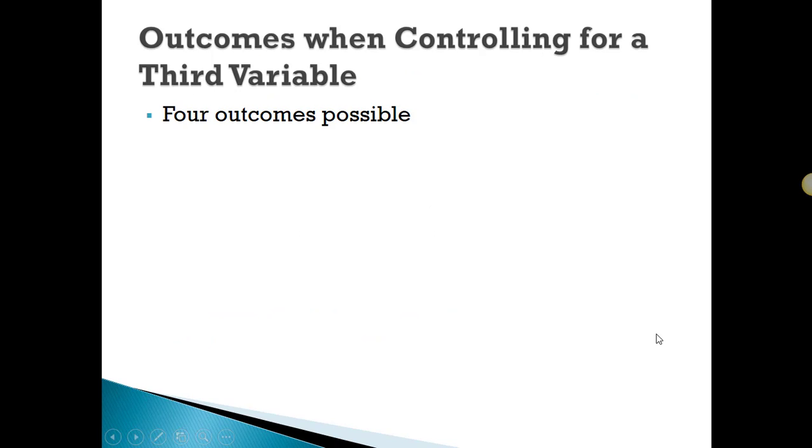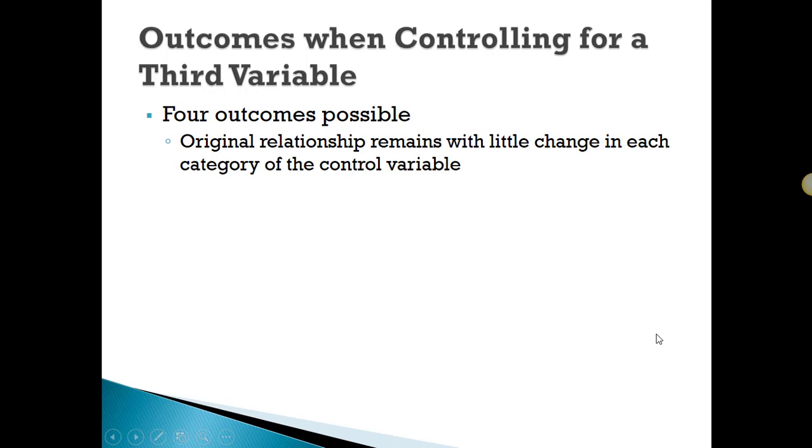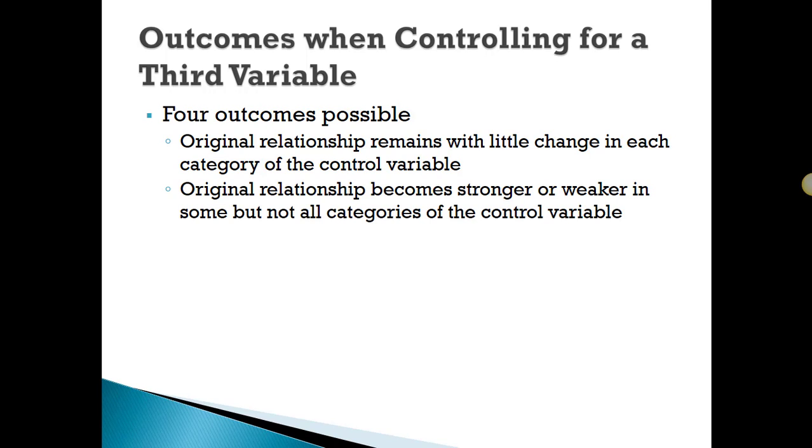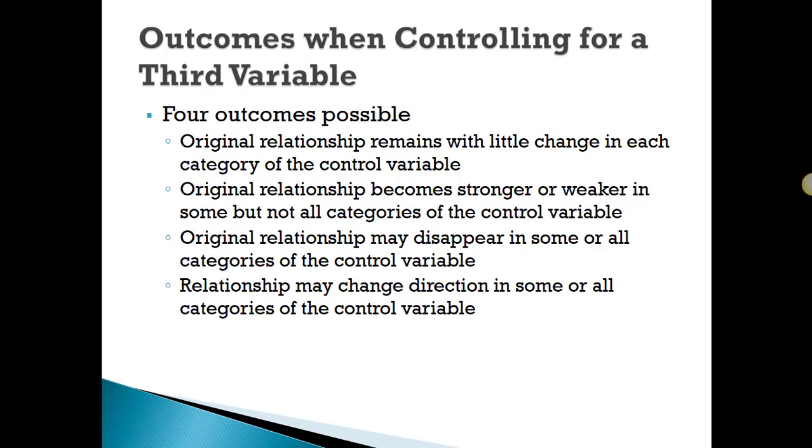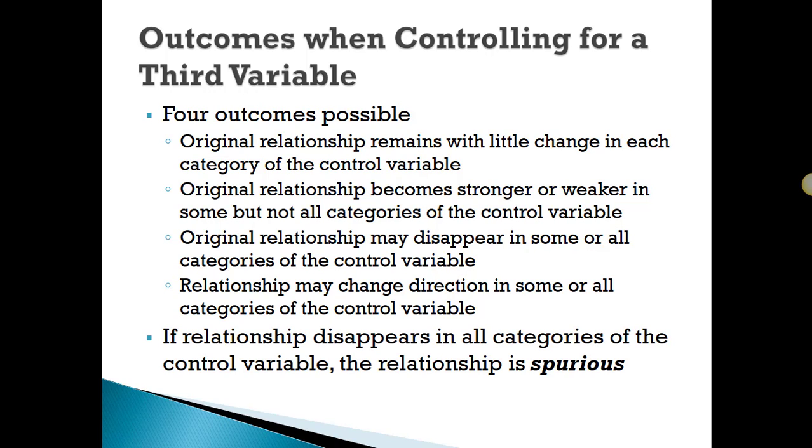So when we are using a third variable and controlling, four things can happen. The original relationship remains with little or no change in each category of the control variable. The original relationship becomes stronger or weaker in some but not all categories of the control variable. The original relationship may disappear in some or all categories of the control variable, or it could change direction in some or all categories of the control variable. If it disappears in all the categories of the control variable, then we say the relationship is spurious.